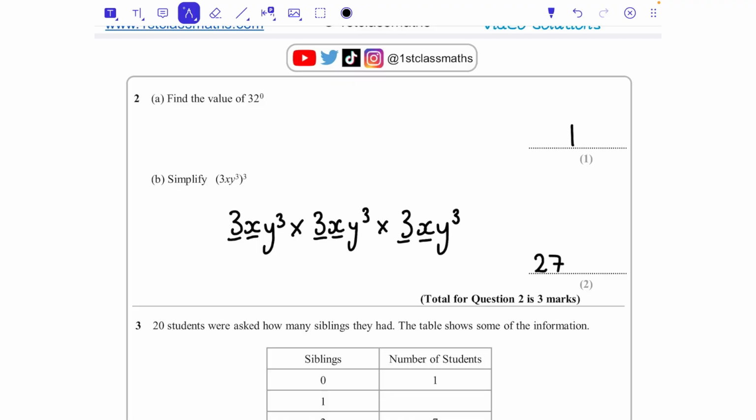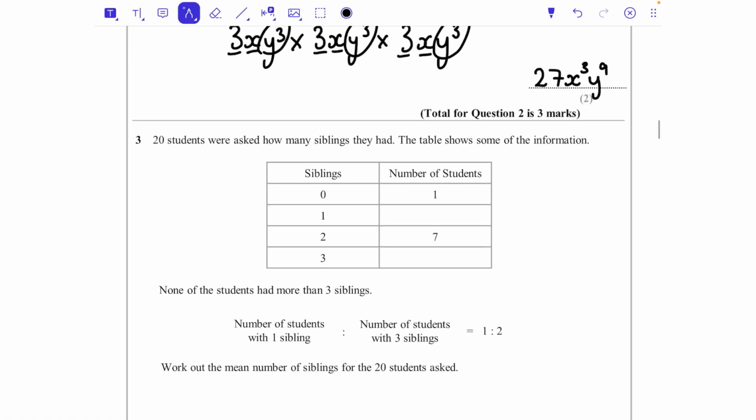X times x times x, that would be x cubed. And then y cubed times y cubed times y cubed. We know when we times, we add the powers, so that's going to be y to the power of 9. You don't have to do that. You can think about each term in turn and cube each part, but I just find it easier to write it out and be clear about your working.